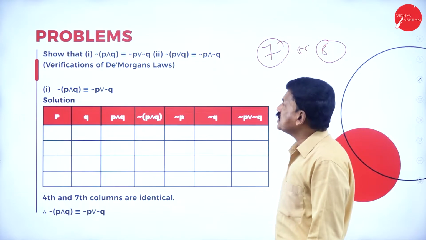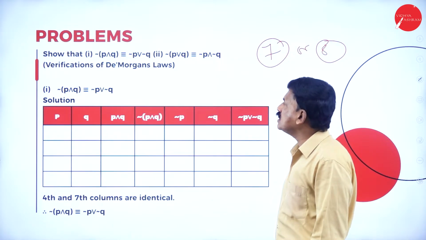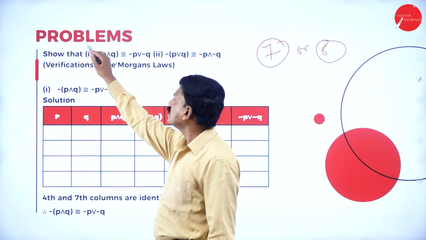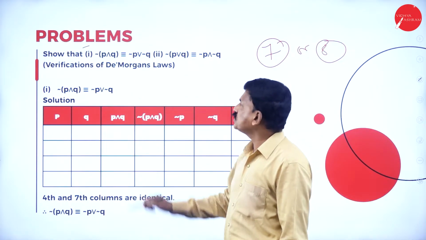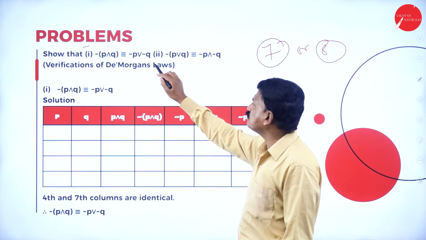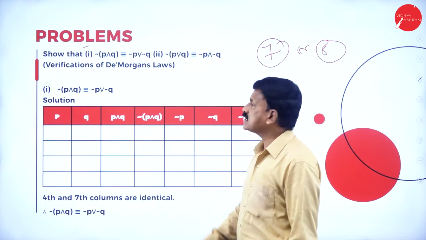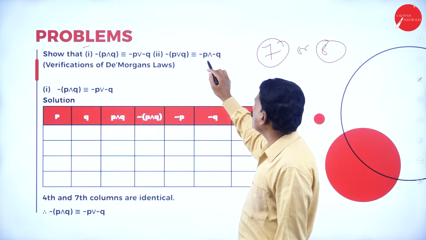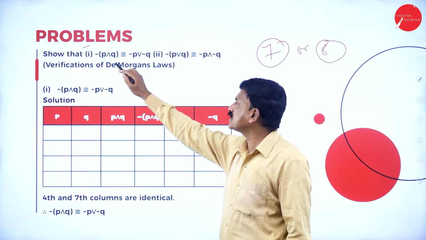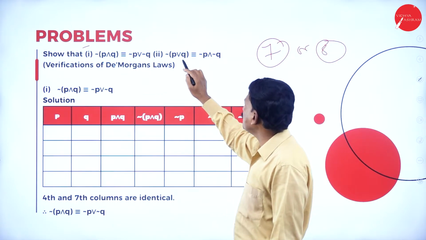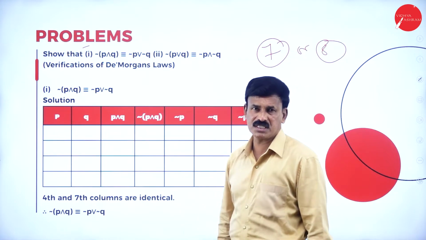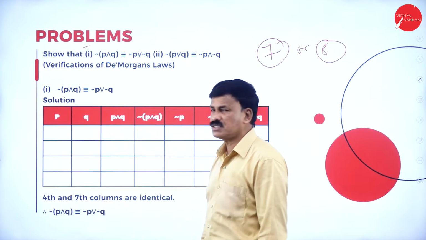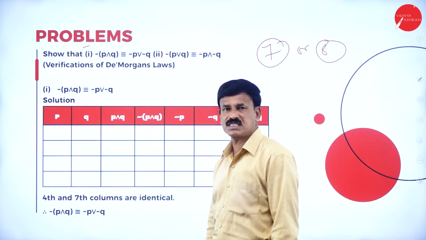Show that negation of P conjunction Q is logically equivalent to negation P disjunction negation Q. The first part: negation of P conjunction Q is logically equivalent to negation P disjunction negation Q. And the second one is negation of P disjunction Q is logically equivalent to negation P conjunction negation Q. So, if it is a conjunction, you will get disjunction. If it is a disjunction, you will get a conjunction. That's it. Now, let us come to this first one.